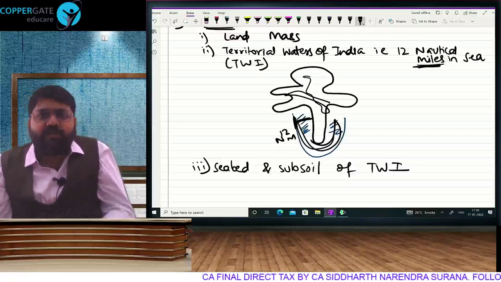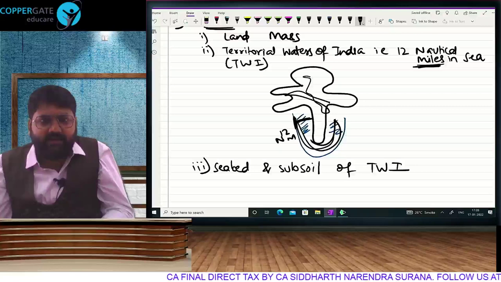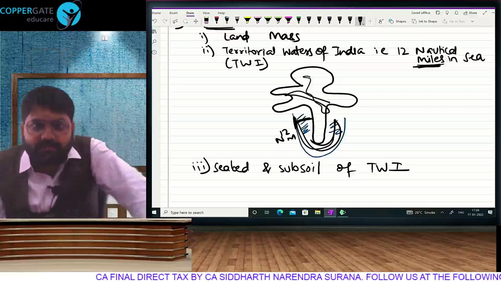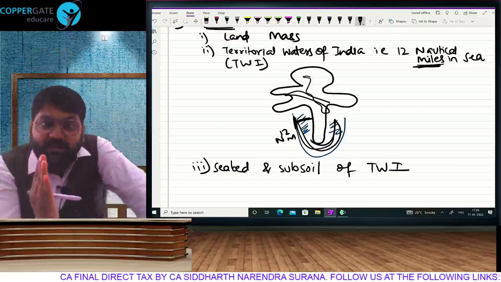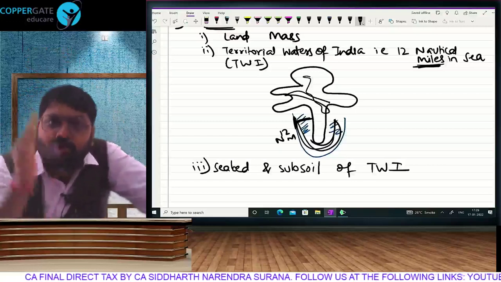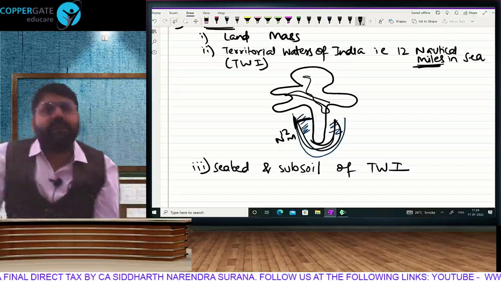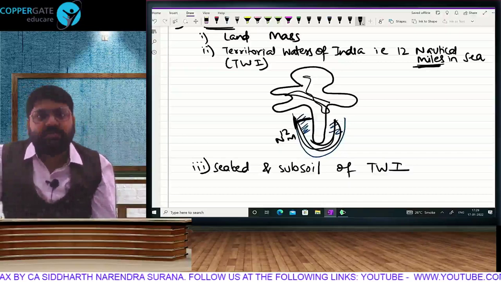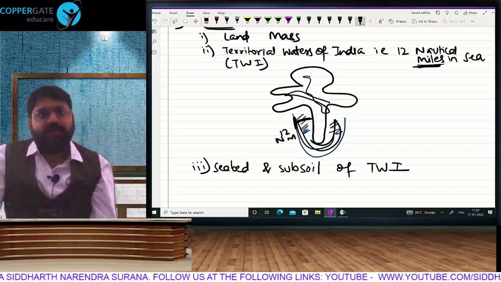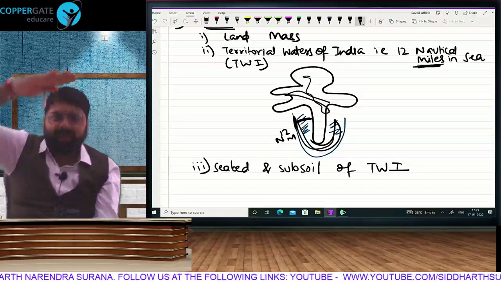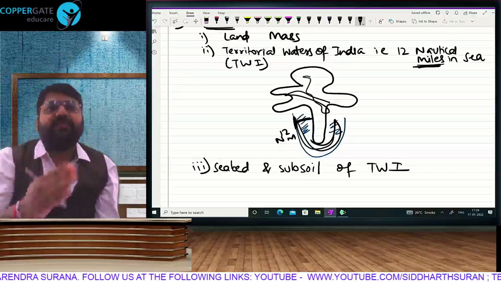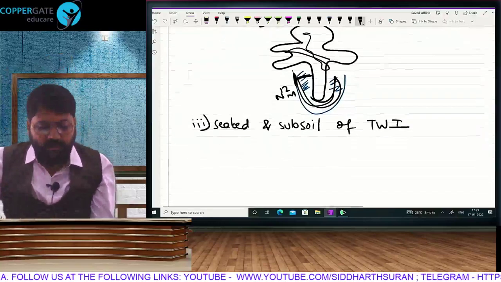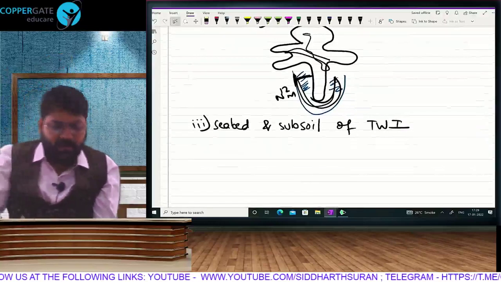Ghazi Attack is a movie on submarine war between India and Pakistan. So that submarine is inside the water body, but within the distance of 12 nautical miles. So that will also be counted as, ladies and gentlemen, stay in India. The definition of India also includes the seabed and the subsoil of the territorial waters. Means you can be on the surface or inside the water, but within the distance of 12 nautical miles, it will be treated as stay in India.